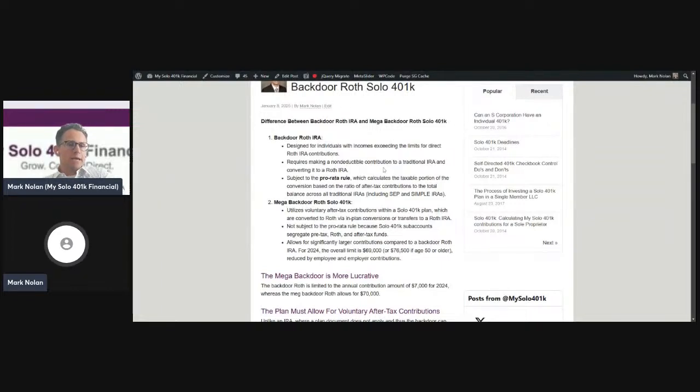So you typically make that non-deductible IRA contribution to your existing traditional IRA, or you can open up a separate IRA to make that non-deductible IRA contribution. Once you make that non-deductible IRA contribution, you then immediately convert those funds to the Roth IRA.